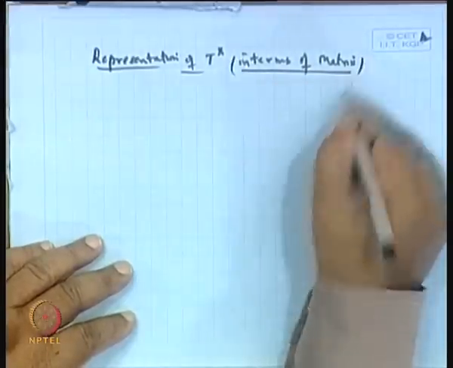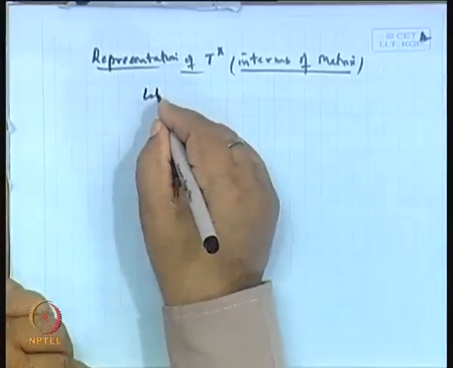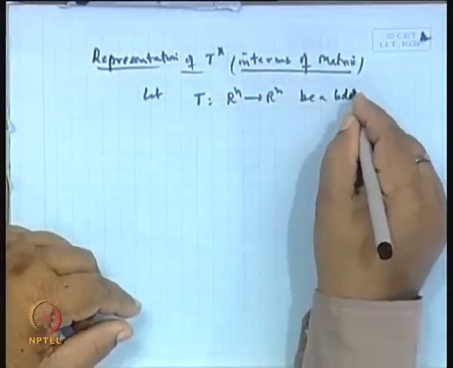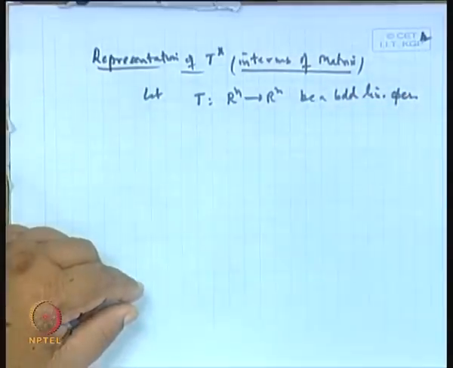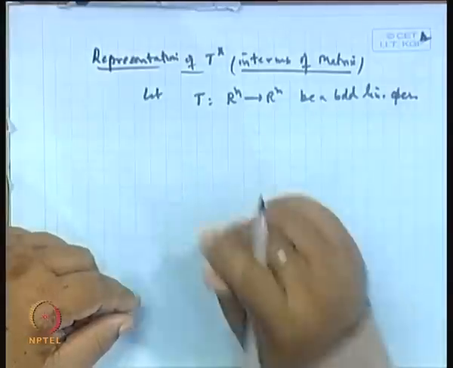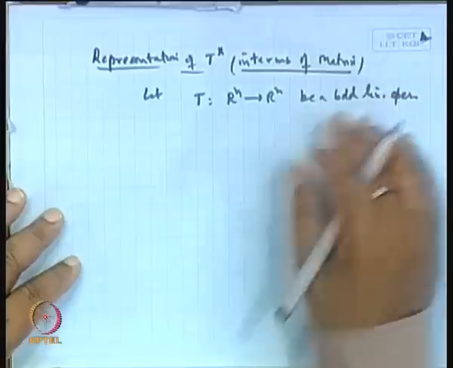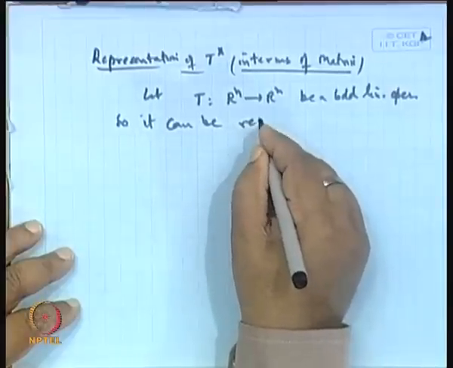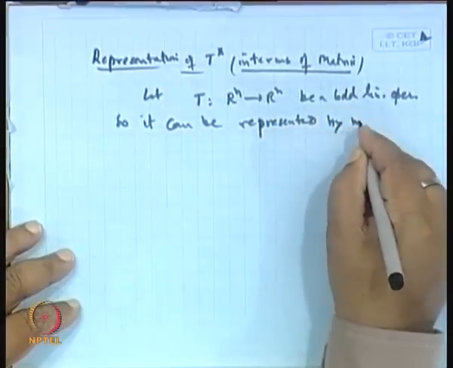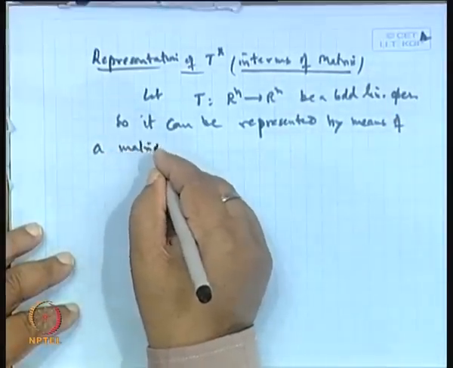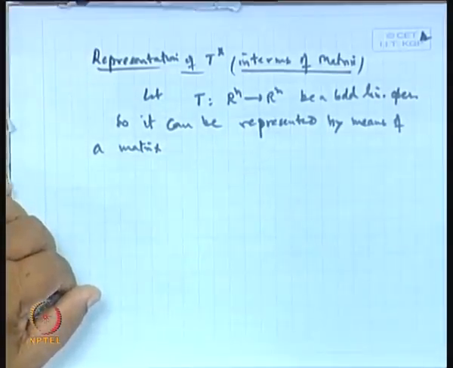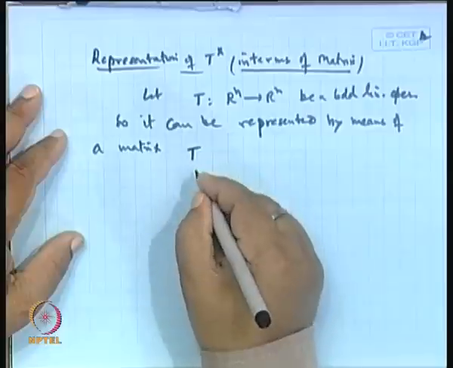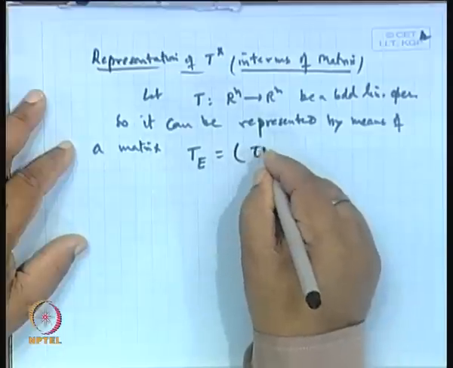Matrix. Let T be a bounded linear operator from Rn to Rn. Since this is finite dimensional, it can be represented by means of a matrix T_E, which is say tau of j k.